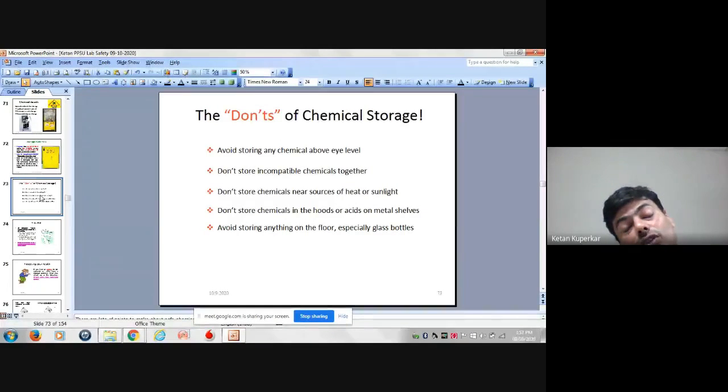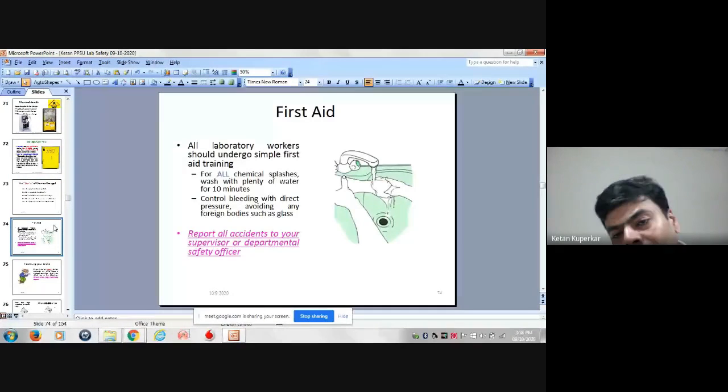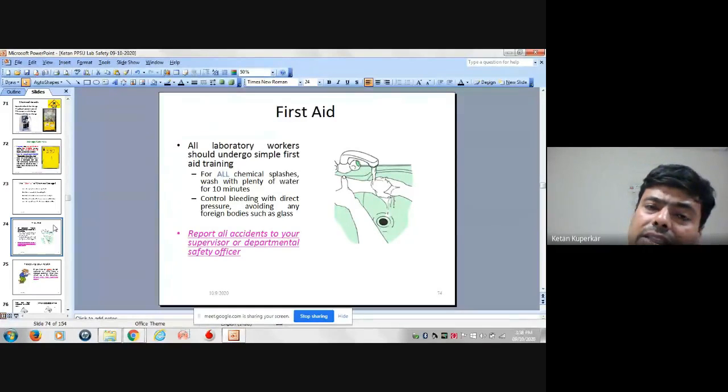The don'ts while storing chemicals: avoid storing any chemical above your eye level. Don't store incompatible chemicals together, or they will invite an accident. Don't store chemicals near a source of heat or sunlight unless recommended by the MSDS sheet. They are to be stored in hoods, and avoid storing anything on the floor, especially glass bottles. If you don't obey all this and meet with some sort of accident, then first aid comes into the picture.